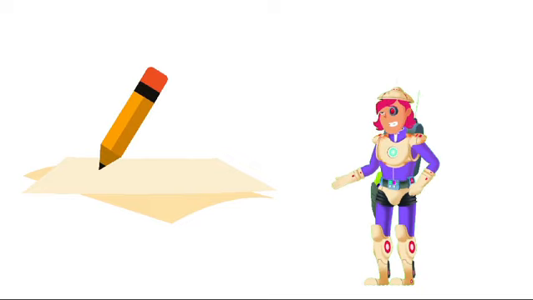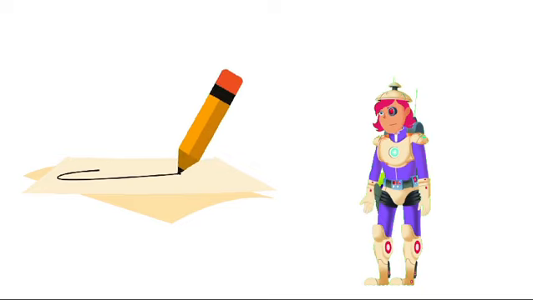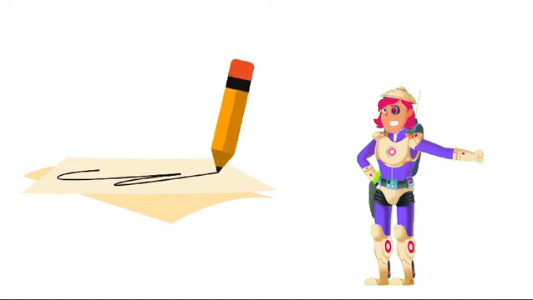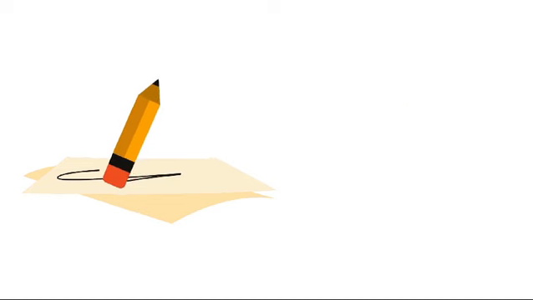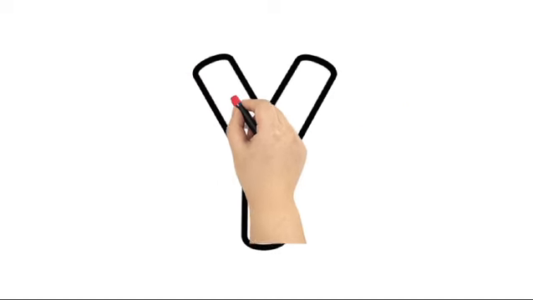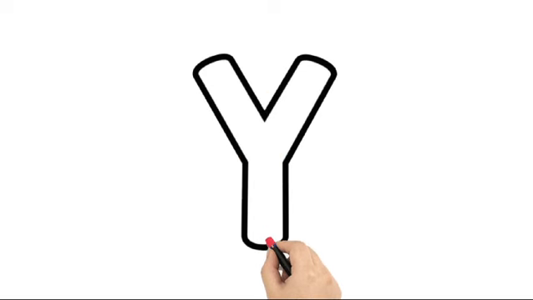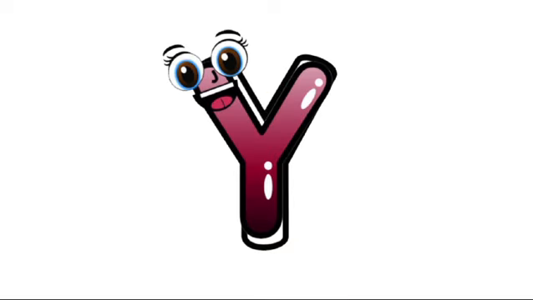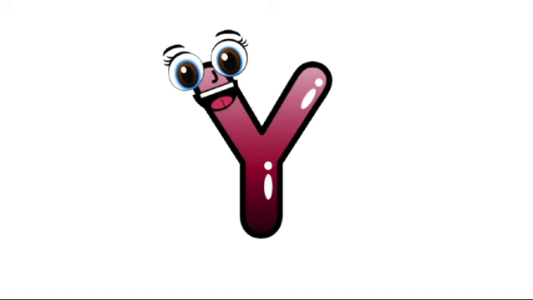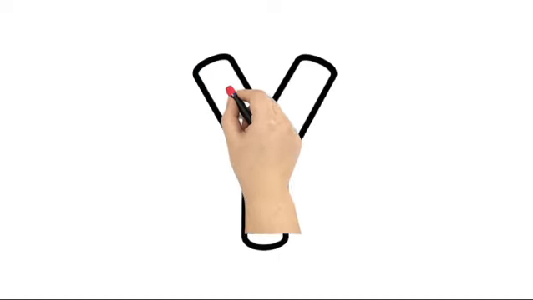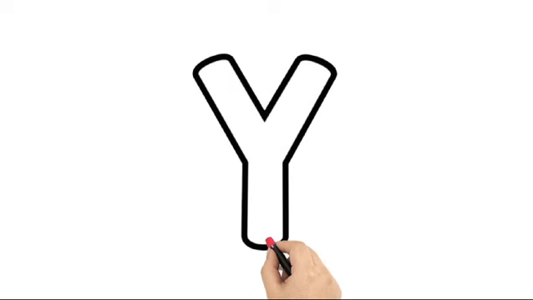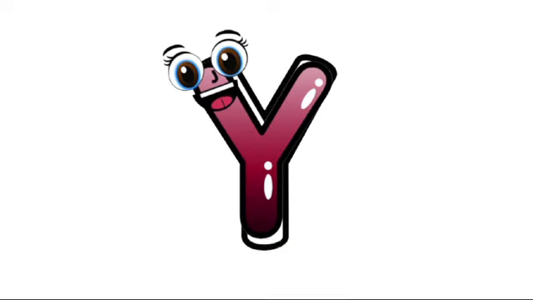We'll start with the uppercase Y. It's like a slanting rocket ready to take off. Make it like a V and a line down from the connecting point. Yippee! Let's try it again. We make a V and a line down. That's how we got our uppercase Y.